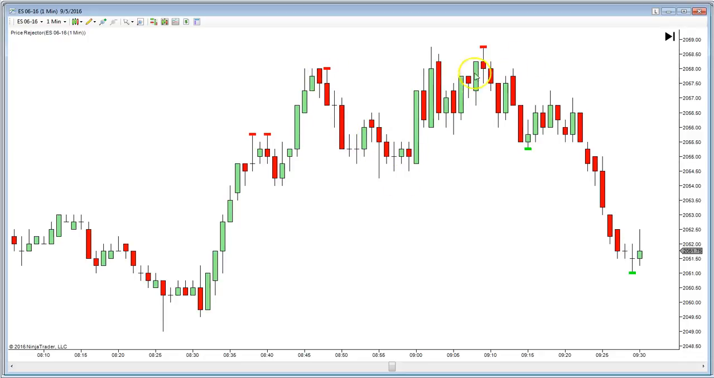So here's a nice sell, and here's a nice sell. Here's a buy that kind of worked out a bit before it sort of fell over. But again, it's a minute chart. You know, you're trading a minute chart. You have a very short-term time frame.